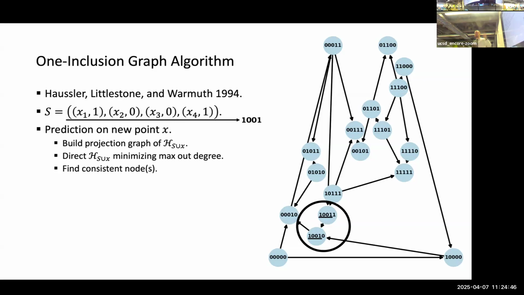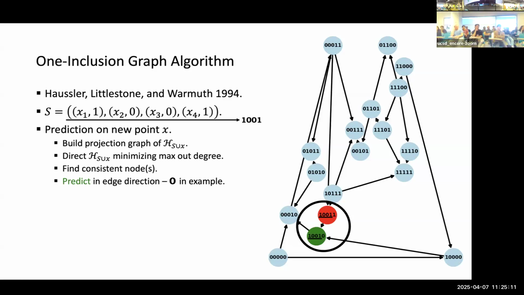Like we know the true labeling function is in the hypothesis class. So one of these two is the true one, and now I have to make a choice what to predict for X. I have to go with one of those two. And the algorithm is just to make the prediction in the edge direction. Basically this edge points to this node down here, so I will predict 0 in this case.